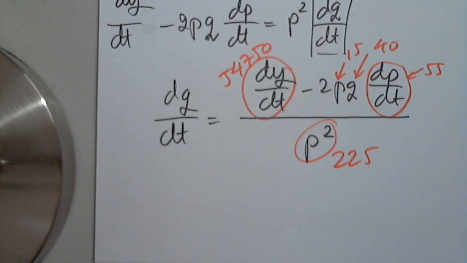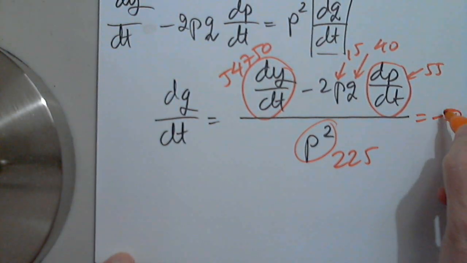Do not do this step by step. I mean, it is step by step, but do it in one line, so you don't introduce any additional error. 54750. Oh, you need parentheses for the numerator, by the way. Minus 2 times 15, which is 30, multiplied by 40, multiplied by 55, close, and now divide by 225. So it's -50. So the answer here is -50.